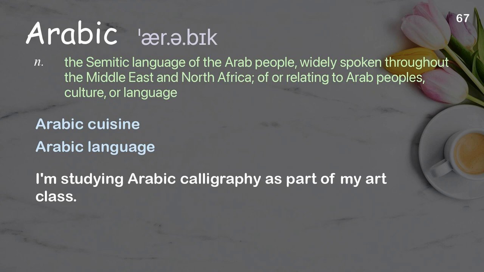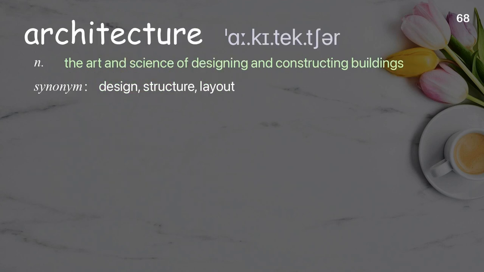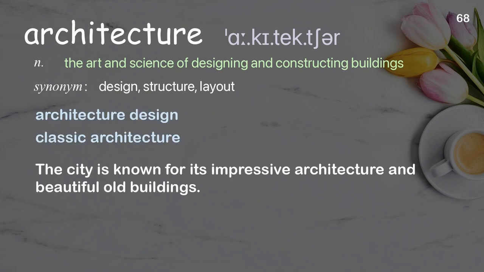Architecture: The art and science of designing and constructing buildings. Examples: architecture design, classic architecture. The city is known for its impressive architecture and beautiful old buildings.